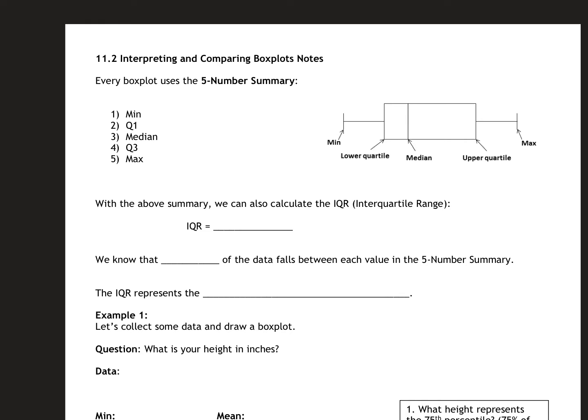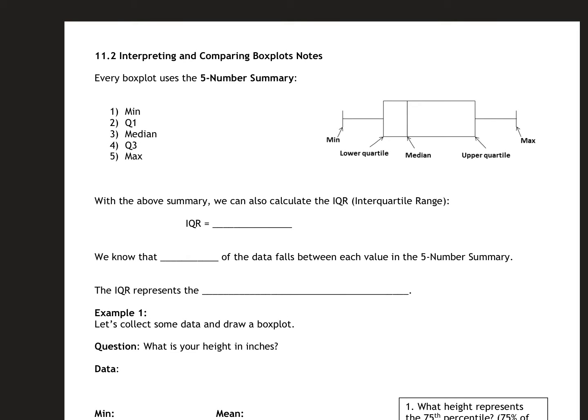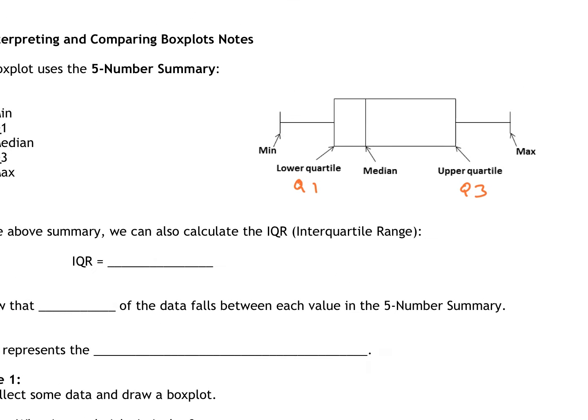So what we need to know, remember your lower quartile is your Q1, upper quartile is your Q3. So it's divided into 4 different sections. So that tells me this is 25%, this is 25%, this from here to here is 25%, and from here to here is 25%. So that tells me from the min to the first quartile is 25%.